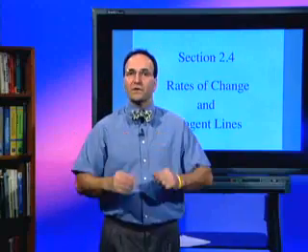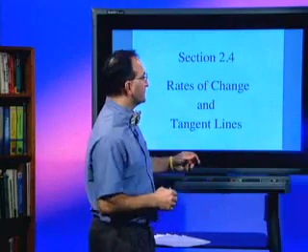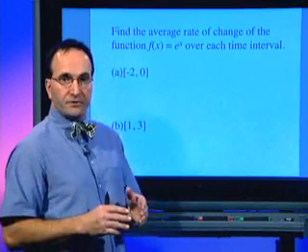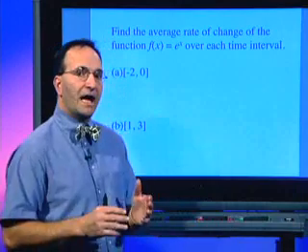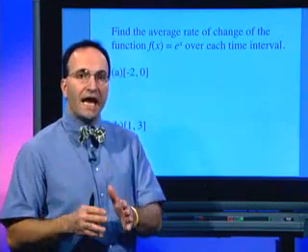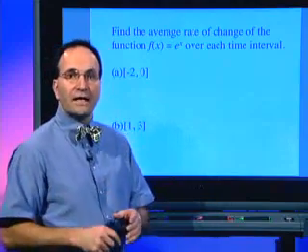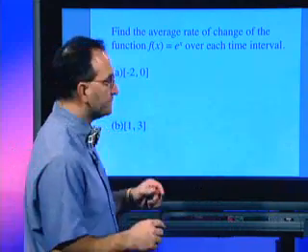Let's get started with looking at the average rate of change. Find the average rate of change of the function f of x equals e to the x over each time interval. For part A, it's -2 to 0, and for part B, it's 1, 3. Now, the average rate of change of a quantity over a period of time is the amount of change divided by the time it takes. So let's do that calculation right here.